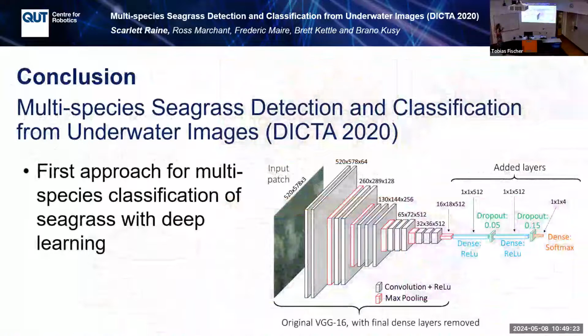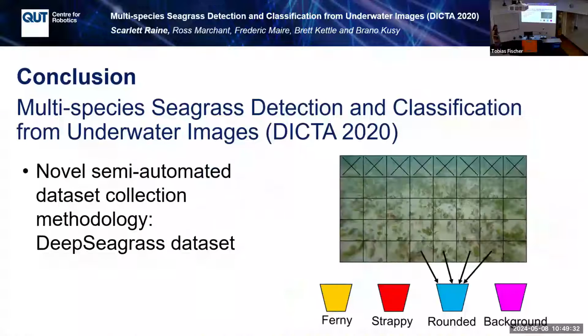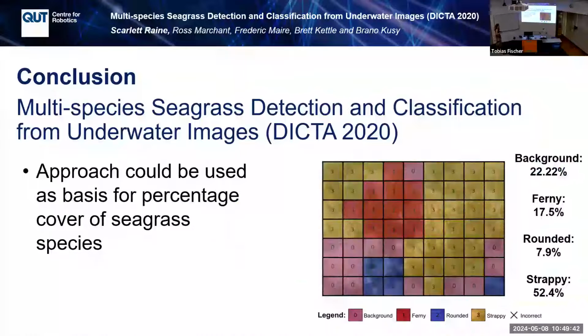So now, just to summarize this first contribution, we proposed the first approach for multi-species classification of seagrass with deep learning. We contributed a novel semi-automated dataset collection methodology, and to go with that, a large dataset of multi-species seagrass images. And we believe that the approach presented here could be used as a basis for estimating the percentage cover of seagrass species.